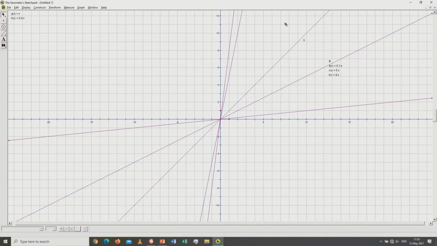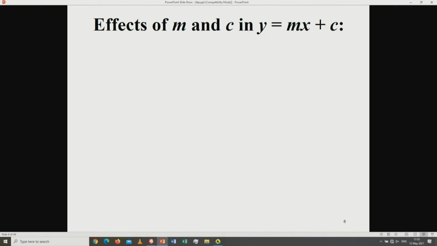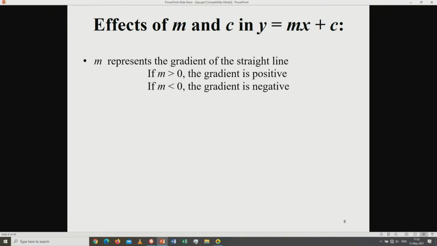Now, can you see, the more the gradient becomes bigger, the graph is moving closer to the y-axis. Now, I think you have a clear understanding of the effects of m on the graph. M, like I said, represents the gradient of a straight line. We now spoke about where m is positive. M greater than 0 means the gradient is positive.